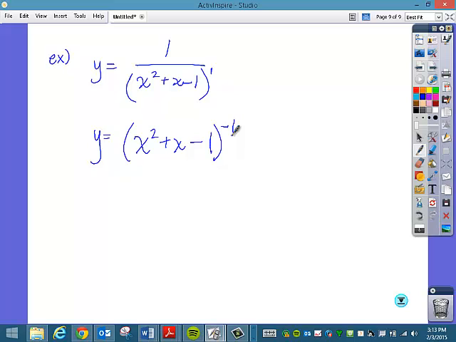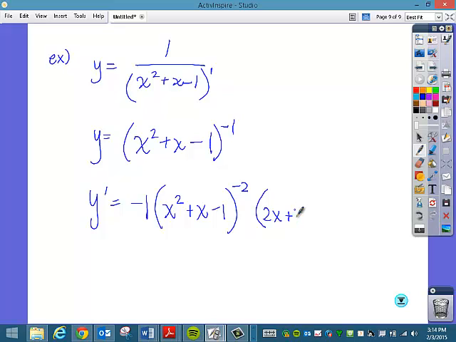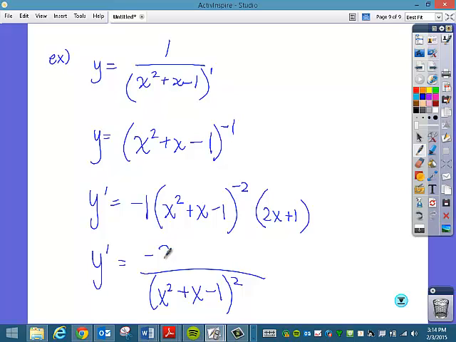So now I can use the chain rule. I'm going to pull my exponent out front. Keep the insides the same. Subtract 1 from my exponent to get negative 2. Multiply by the derivative of what's inside the parentheses, which would be 2x plus 1. And so now I'm just going to send all of this down to the denominator. And distribute my negative 2x minus 1. And there you go. That is the chain rule.